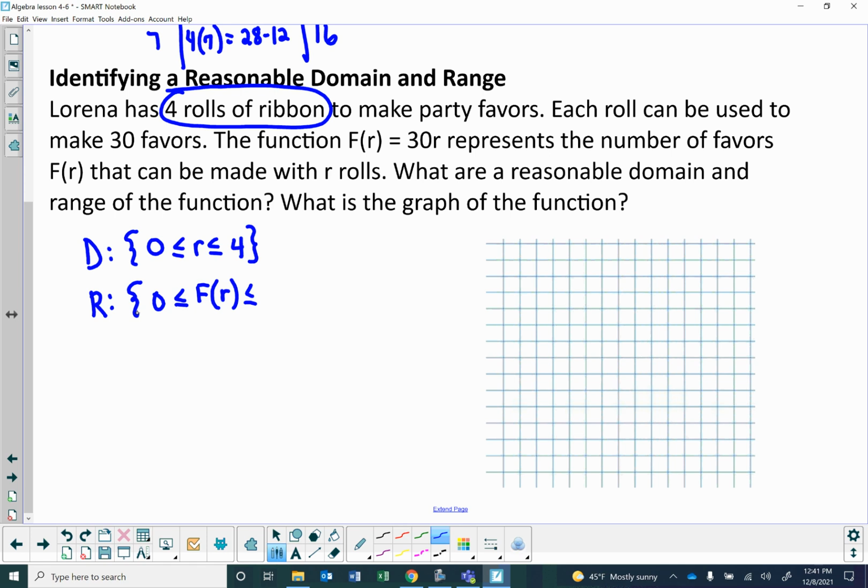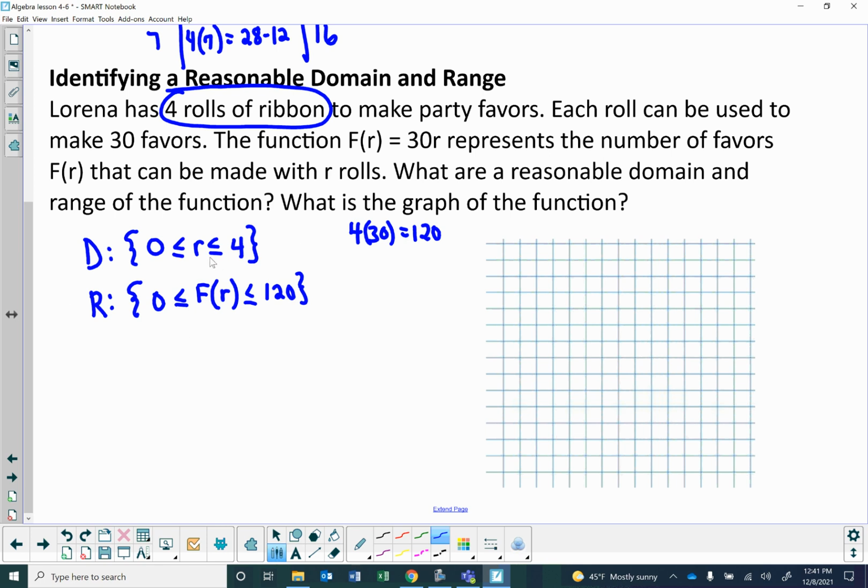Now all you have to do to find out your range is figure out the 2 endpoints. If I use 0 rolls of ribbon, I have 0 party favors. If I use 4 rolls of ribbon, 4 times 30, it gives me 120 party favors. So my range is going to be 0 to 120. So a reasonable domain is between 0 and 4 rolls, and a reasonable range is between 0 and 120 favors. Okay? And it's probably best to write it in the form of set builder notation.